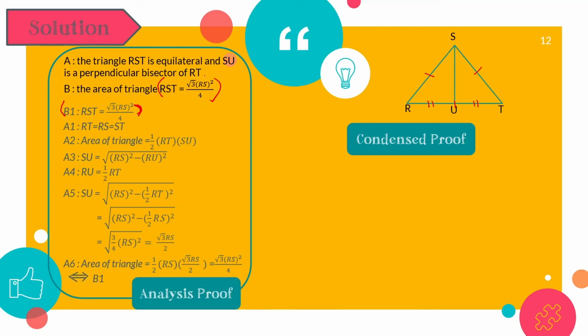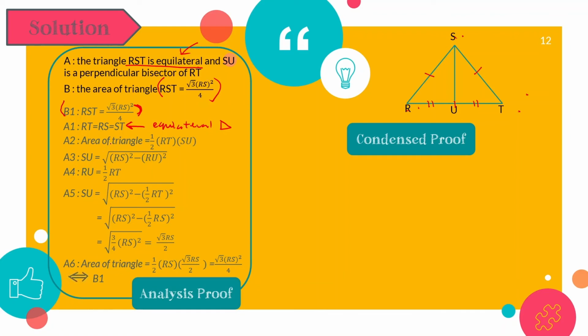So from the hypothesis, we got the triangle RST is equilateral and SU is a perpendicular bisector of RT. To make this simpler, first we assume that RST is equilateral to be true. Since it is equilateral, it has the same length, so RT will be equal to RS will be equal to ST. So this is the equilateral triangle. Okay, so from E2, any information else? SU is a perpendicular bisector of RT.